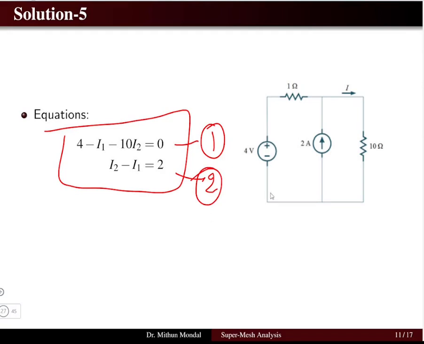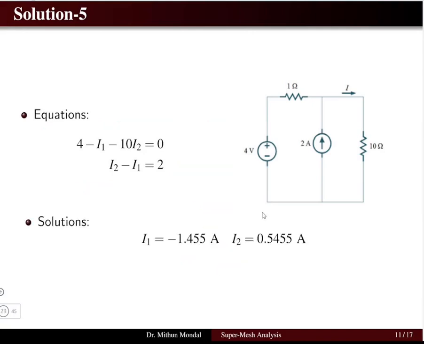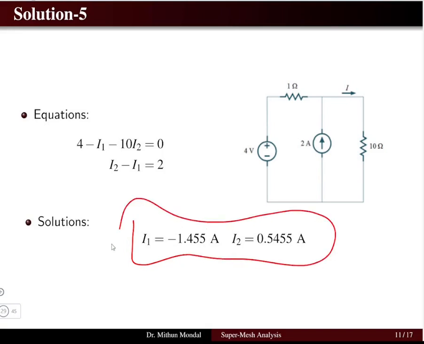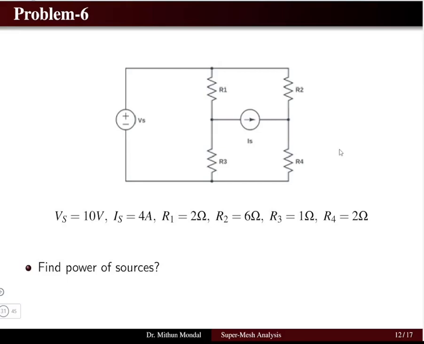So we have two equations in two variables, I1 and I2. We can easily solve that and find the values of I1 and I2. Once we have found I1 and I2, we can easily find out the current flowing through the resistors. Now problem 6, here we have a 3 mesh problem.